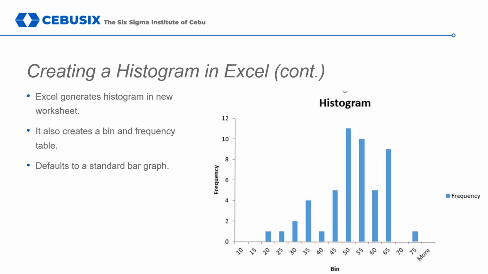Excel will now automatically generate a histogram based on the data and the bins that you selected earlier, and it will place that chart along with the bin and frequency table into a new worksheet in the same file. Unfortunately, this graph defaults to a standard column chart with spacing in between the bars, which is what we do not want.